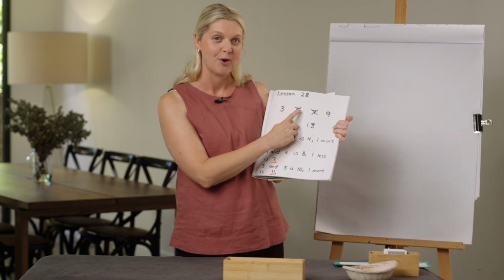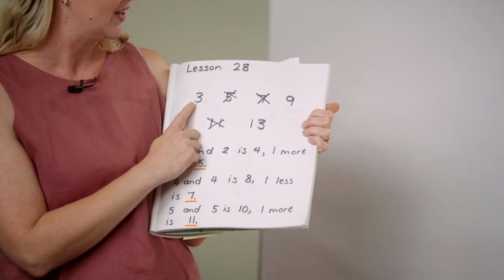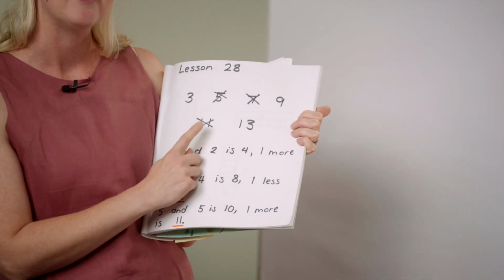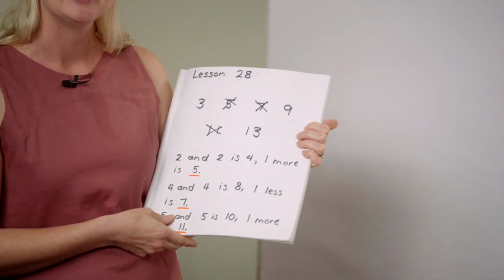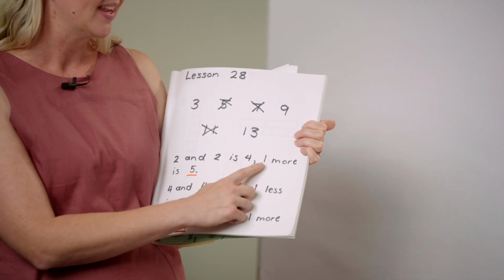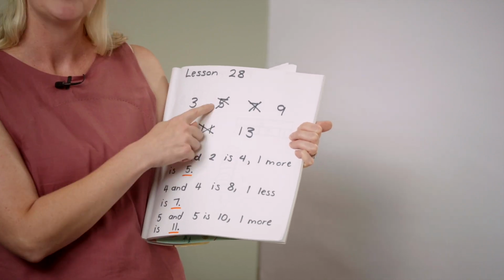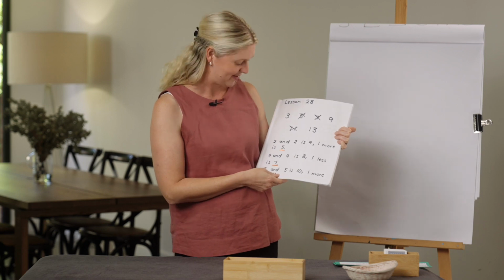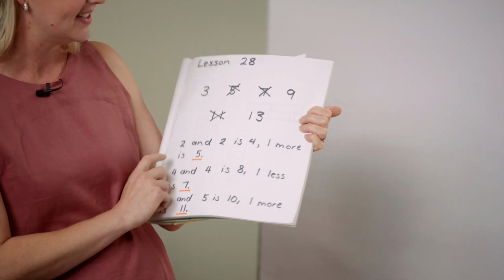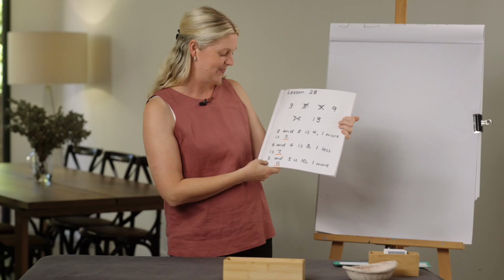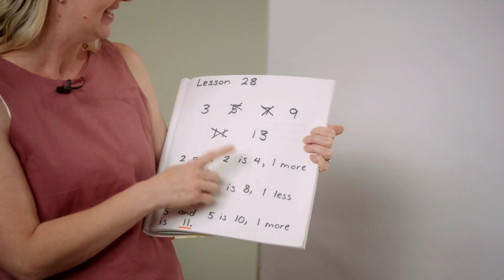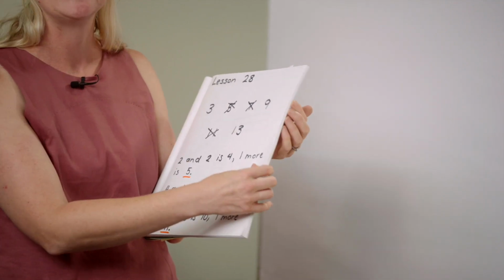First, I wrote the totals of the near doubles: 3, 5, 7, 9, 11 and 13. And this is what I discovered, that 2 and 2 is 4 and 1 more is 5. I crossed off 5. 4 and 4 is 8 and 1 less is 7. 5 and 5 is 10 and 1 more is 11. Well done everyone.